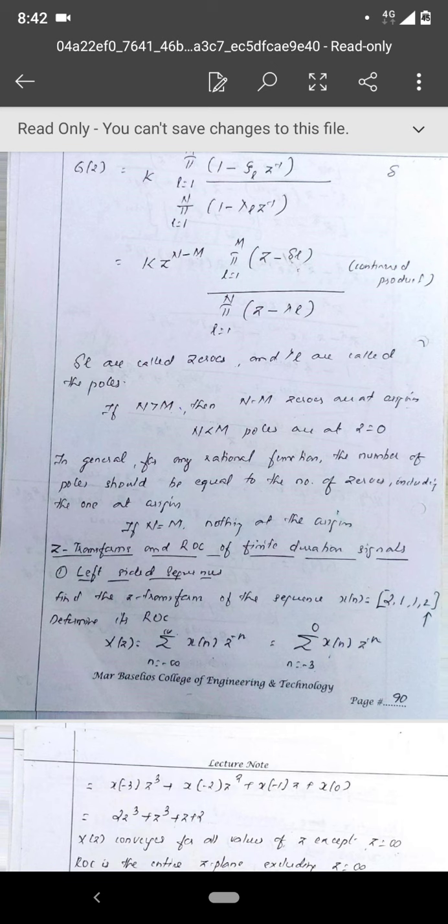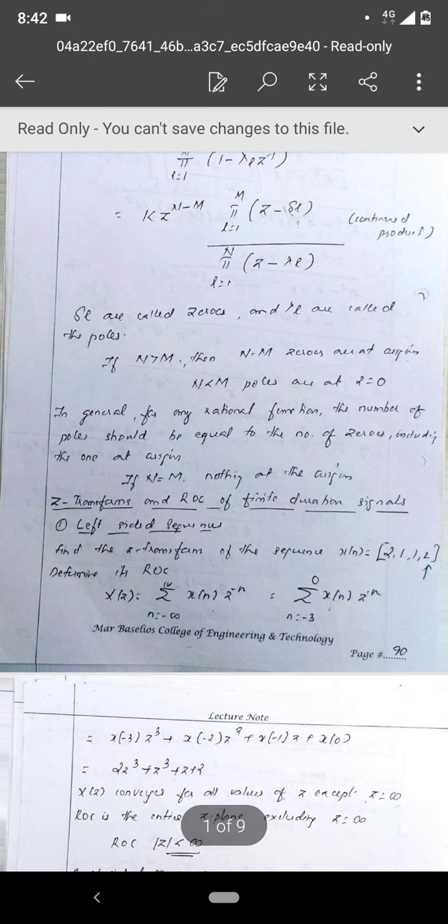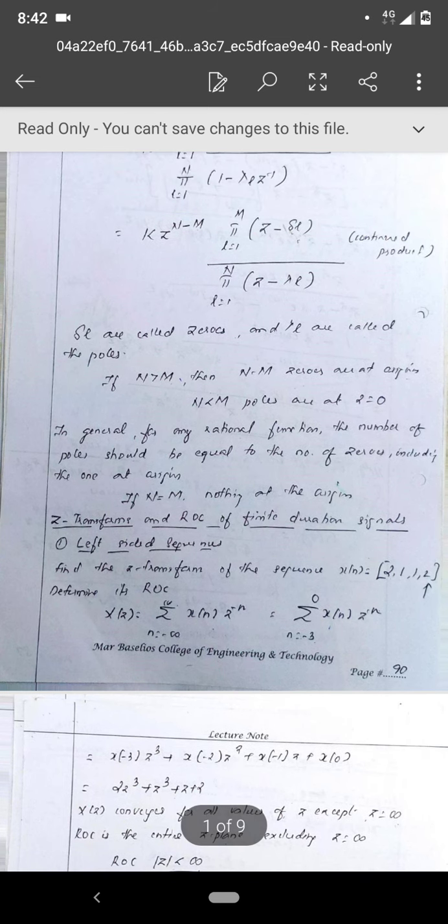Okay, so if I take the term z raised to n minus m common, you'll get the continued product of z minus delta l, where l is the iteration constant going from 1 to M, that is, the numerator polynomial is having the order capital M. Likewise you can have the continued product of z minus lambda l, again with l moving from 1 to N. So you can say that the denominator polynomial is having the order N. For a proper rational function, you need to have N greater than M. If that is not the case, we have to make it a proper rational function and then solve.